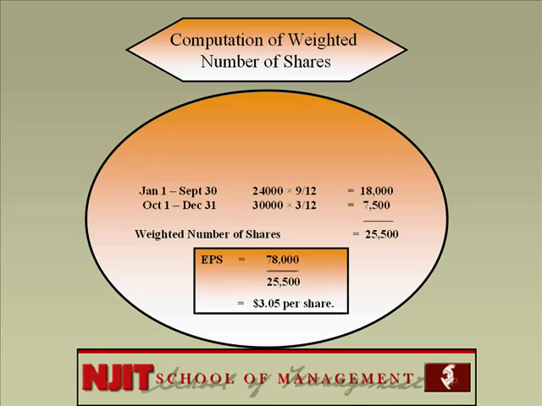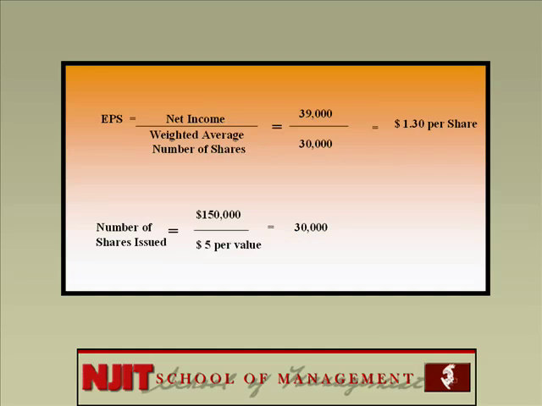Are you done? Let's have a look. 150,000 worth of shares were out there, $5 par value, that's 30,000 shares. Net income divided by number of shares out there, the net income was 39,000, the number of shares were 30,000, so its earnings per share is $1.30 per share. In this case, it was easy because you didn't have to weight them.